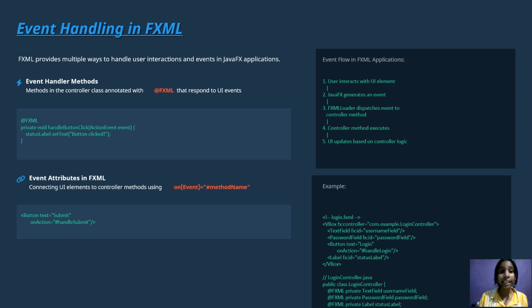Now we can see event handling in FXML. Events like button clicks are handled by methods in the controller. The onAction attribute in FXML links directly to these methods. This creates clean and reusable code.